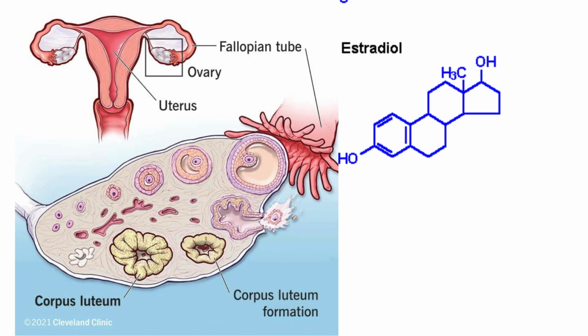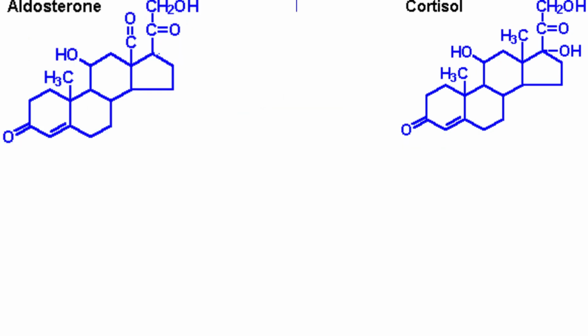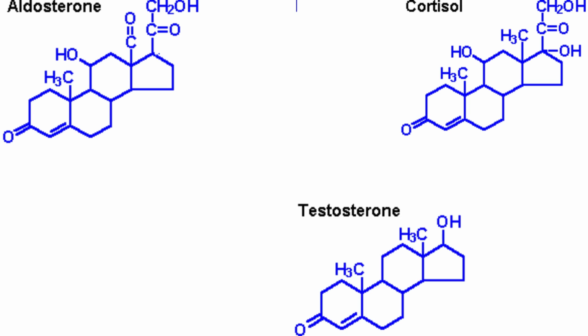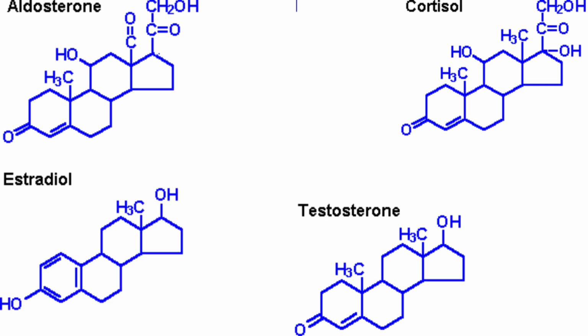In case of ovary, the ultimate product is estradiol. So the mineralocorticoid and glucocorticoid have the same number of carbons, C21, and testosterone has only 19 carbons. Estradiol has only 18 carbons.